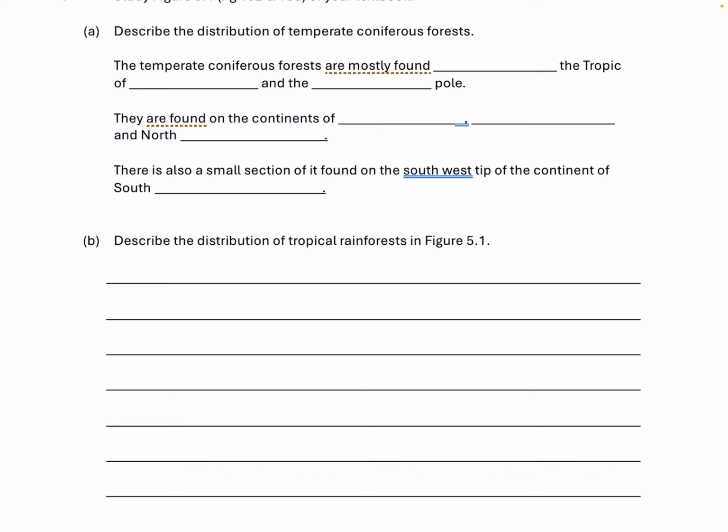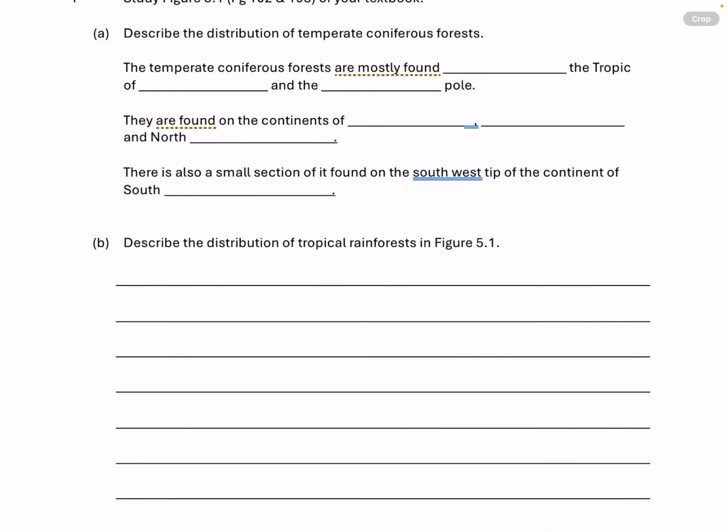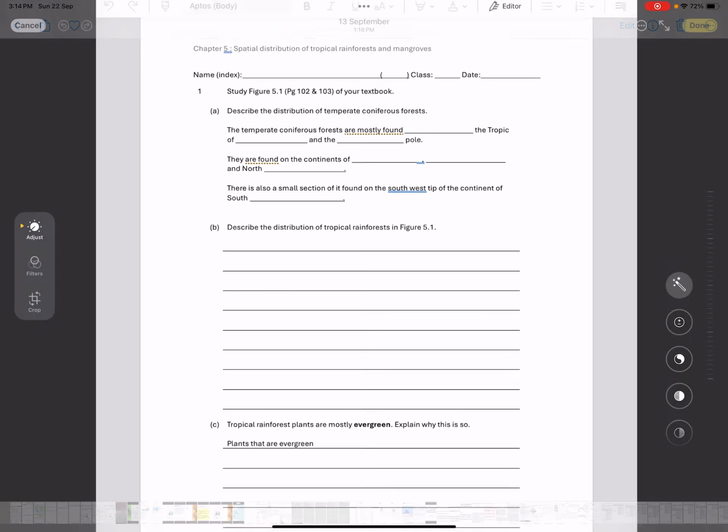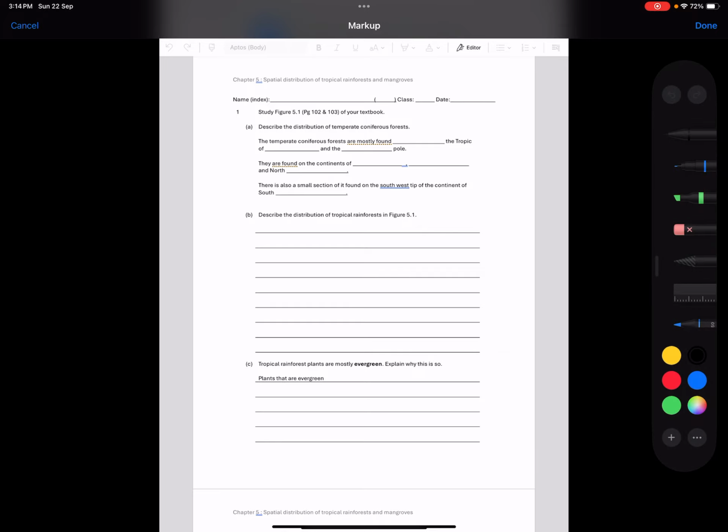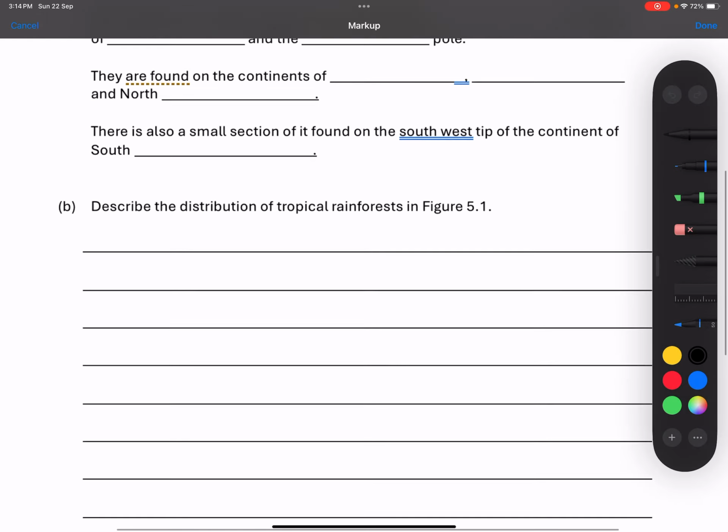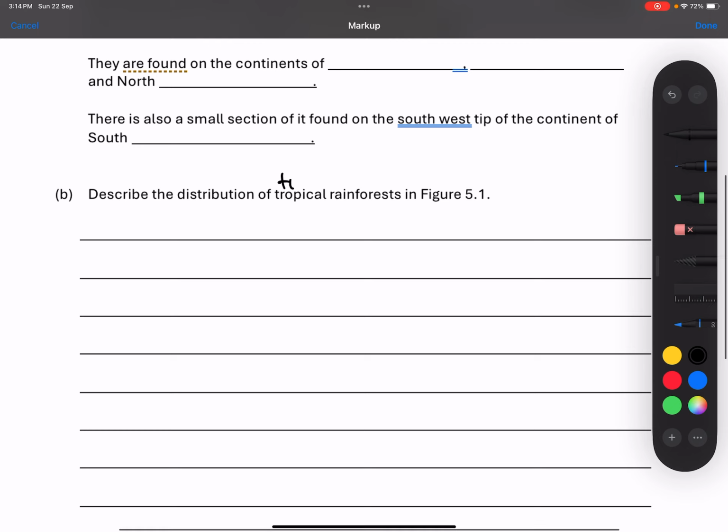So if you're looking at the tundra one actually, let me edit this for a minute. If you're looking at the tundra one, you look at page 102 and 103 of the textbook for figure 5.1. If you're looking at the tundra, it is the grey one, right? If you're looking at tropical rainforest, it would be the one of the darker shades of green, not the darkest, the second darkest shade of green, right?